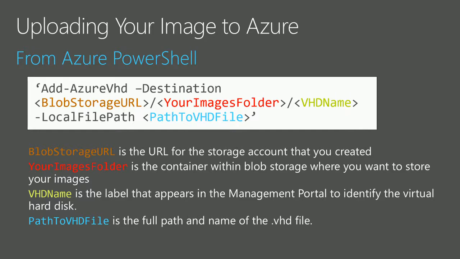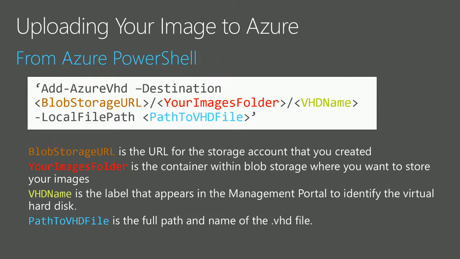And then you can create an image folder under this blob storage. Where do you want to put it? It's a folder, right? And then you give a VHD name. This VHD name will be the one that shows up in your management portal, whatever it is, CoreOS or CentOS or Ubuntu. And then you give a local file path where the local VHD is residing.